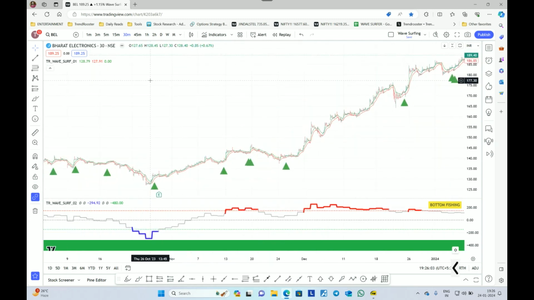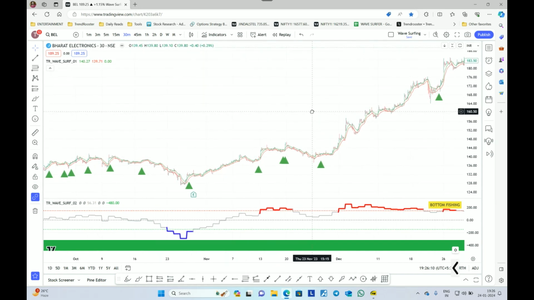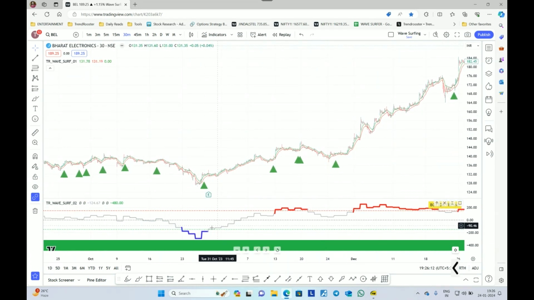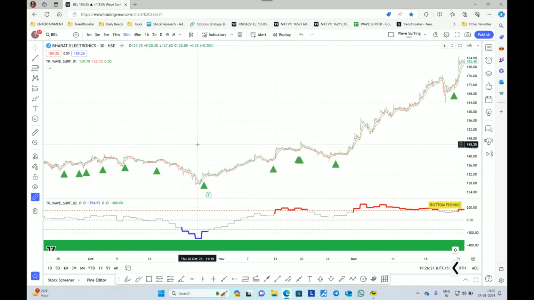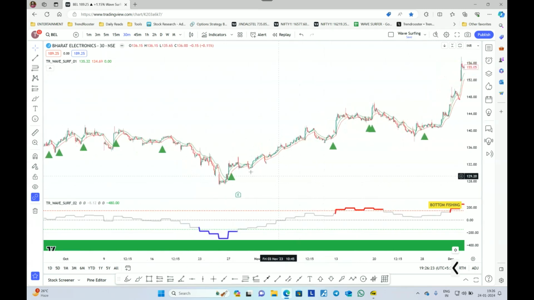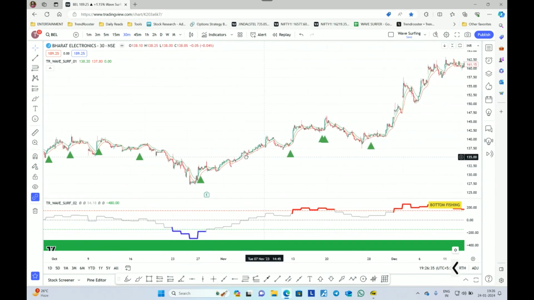Okay. Right now I've opened up a BHEL chart. As you can see, the BHEL chart has an A1 entry on bottom fishing. Let me check. Is it bottom fishing? Yeah, bottom fishing. Bottom fishing is somewhere in October. We got the entry here, and the entry is bottom fishing. So you are already in profit. 1:2 is already in profit here, and you want to scale in the bottom fishing.